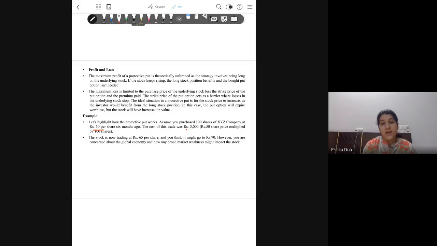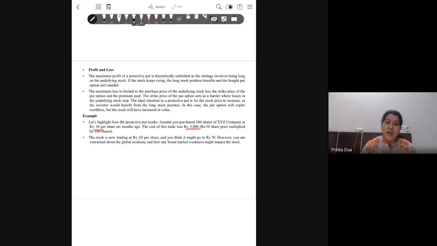Now, the price is consistently increasing in the market. It has increased to 65 and you are expecting it to increase further to 70. So you're waiting to sell it at rupees 70. Now there is a risk in your mind that the price of the share might fall in the future.